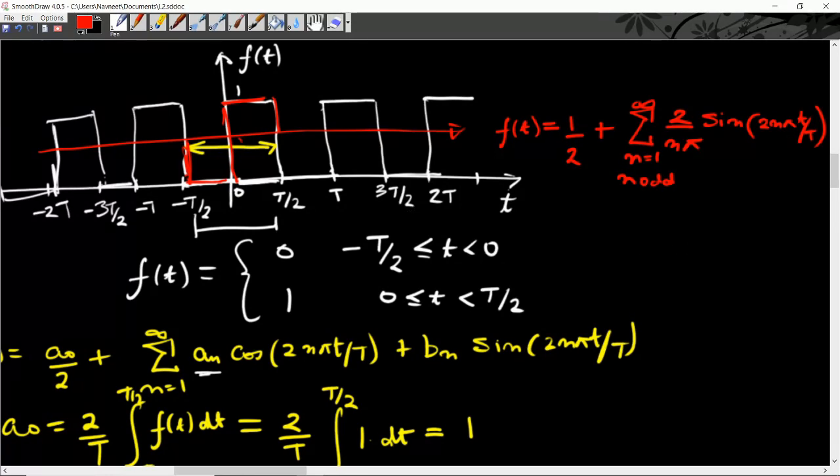So now let's see how well this Fourier series represents this square wave. In practice we'll have to truncate this series because we cannot have infinite summations on a computer. So we'll have to truncate it to some finite number of terms. What we'll see is the plot of this function f of t described by this Fourier series for different numbers of sine terms.